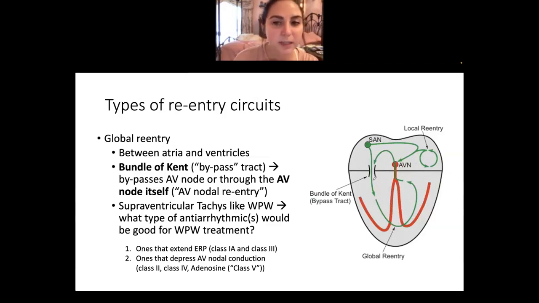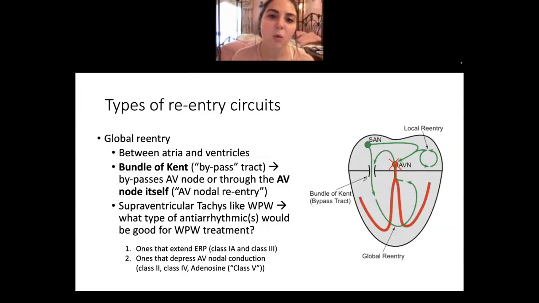Or since this is a specific AV nodal reentry circuit, you can actually just further depress the AV node, make it go even slower than normal through the AV node. So by the time it reaches the next thing, it'll be time for the next beat. This is what your beta blockers and calcium channel blockers try to do, and adenosine, your class 5. We'll talk about adenosine.